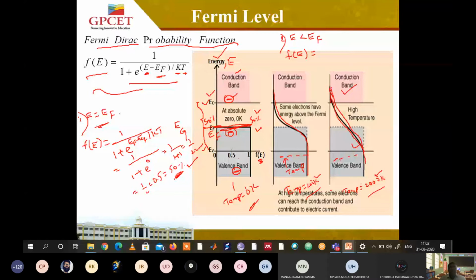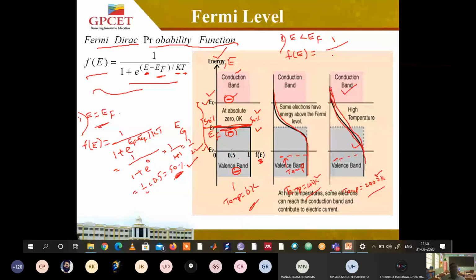Now can you answer this? If E is less than EF, what might be the answer? What is the probability of an electron occupying an energy state if energy is less than the Fermi energy level EF? What is the formula we got? F of E is equal to, anyone? Did you solve this second case?